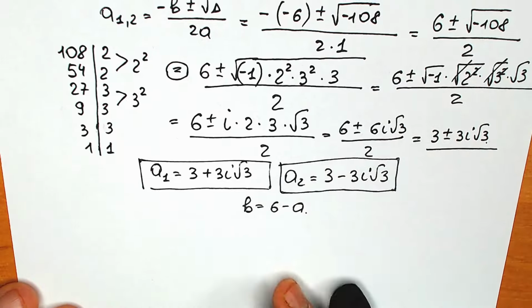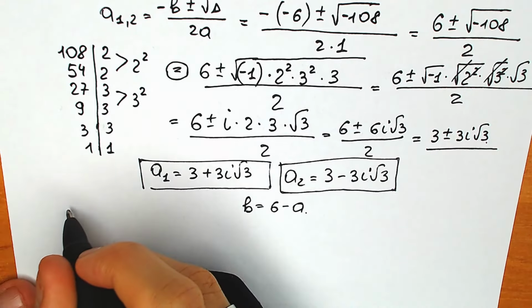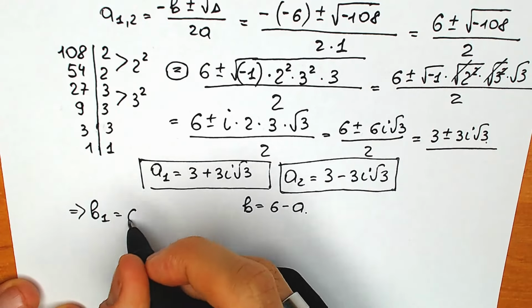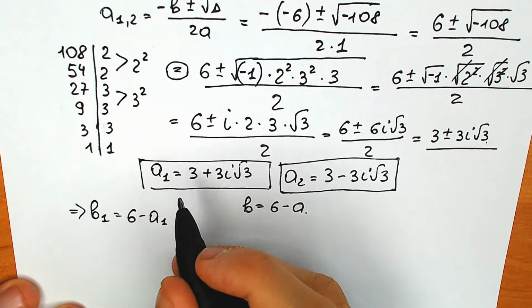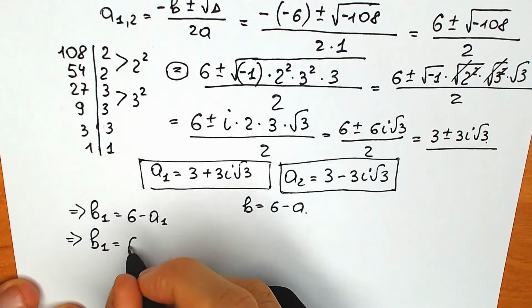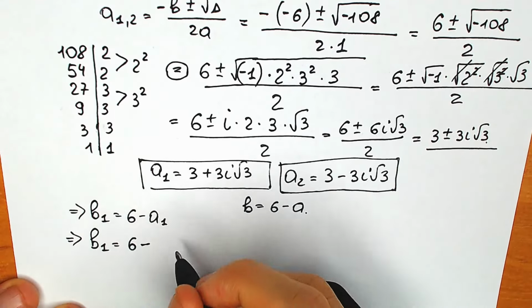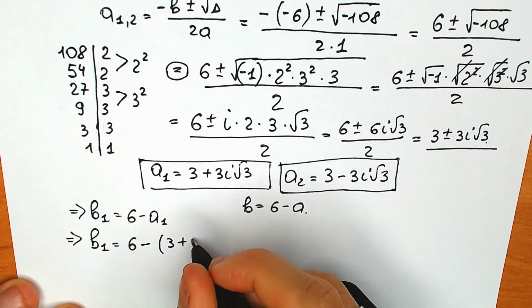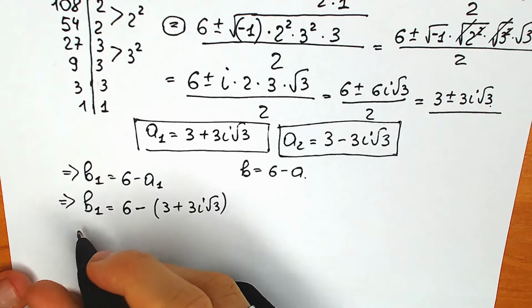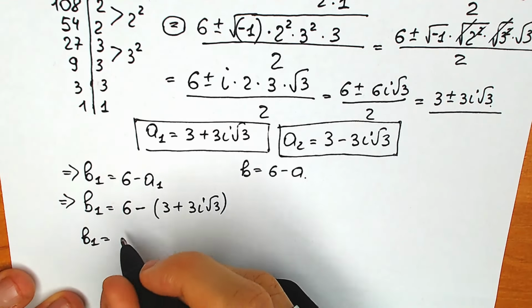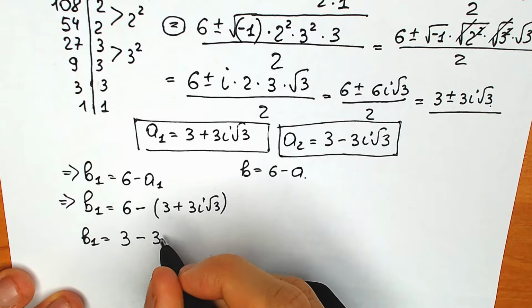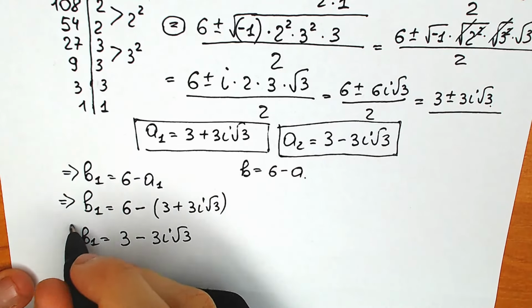So right now let's find real quick our b first. Let's do it, for example, on the left side. So b first equal to 6 minus a first. A first is right here. So as a result, what do we have? We have b first equal to 6 minus a first, minus 3 plus 3i square root of 3. Let's simplify this. As a result, we have b first equal to 6 minus 3, we have 3, and with the negative sign, 3i square root of 3. This is our b first.